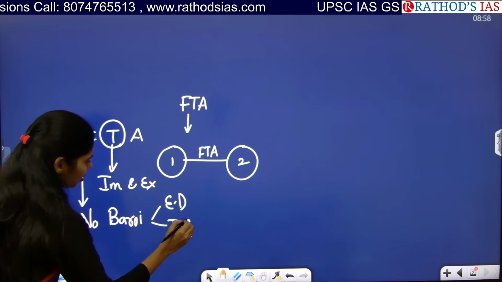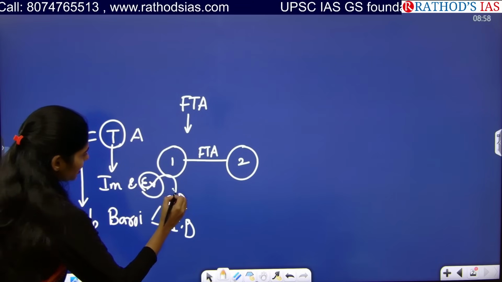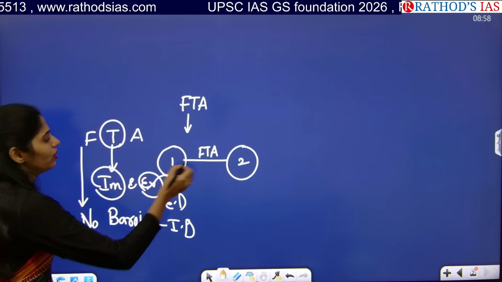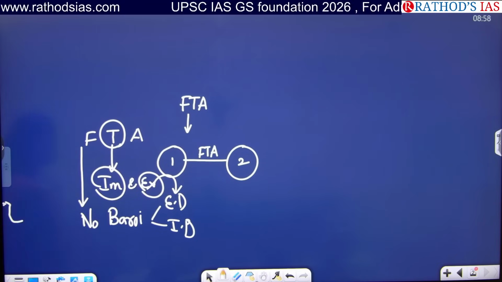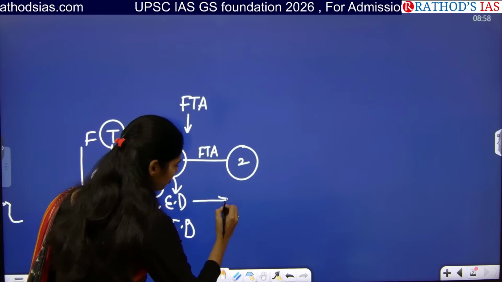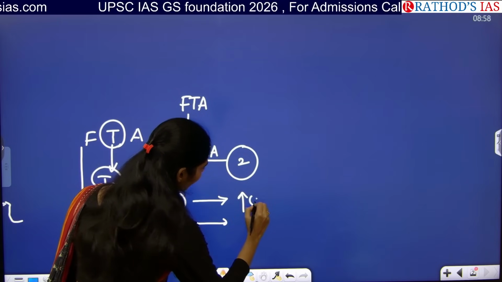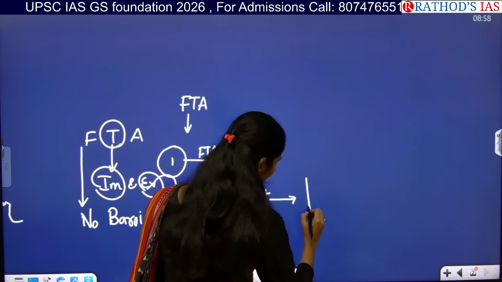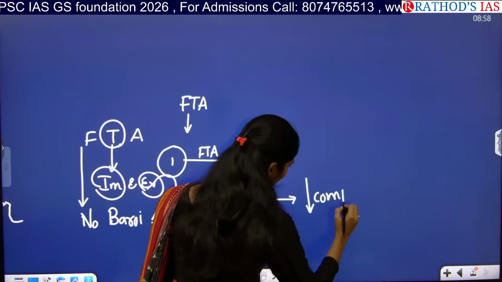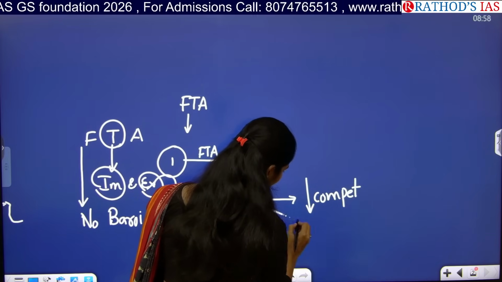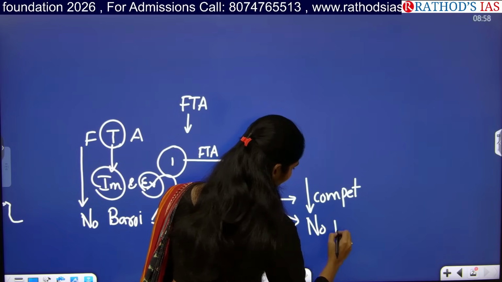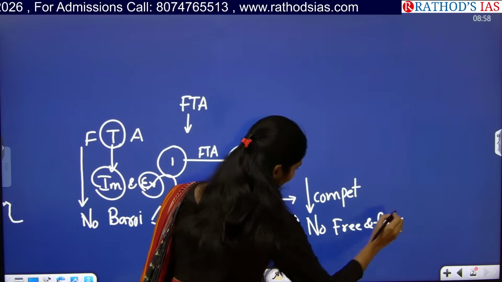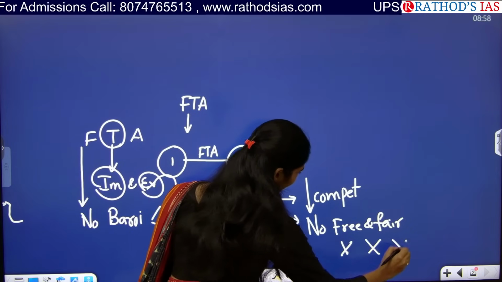Whenever we go for exports, export duty will be imposed by country 1 and import duty will be imposed by country 2. So whenever these duties are imposed, the cost of that product will be increased. Whenever cost is increased, there will be decreasing of competition. That means we can't ensure free and fair trade. So to ensure free and fair trade, we should not have any barriers.